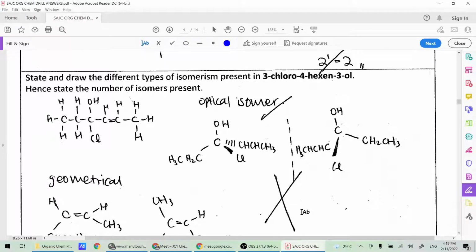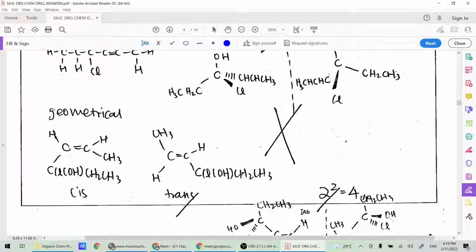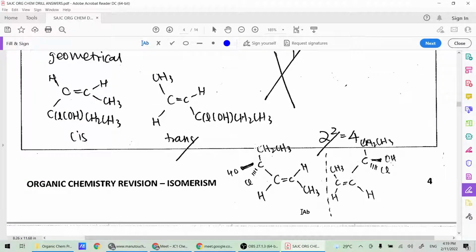Okay, so let's look at the isomers present. This one has an optical isomer and it also has cis-trans. Same story: you can draw the cis and draw the reflection, and then draw the trans isomer and then draw the reflection. Then that will give you a total of 4 isomers.